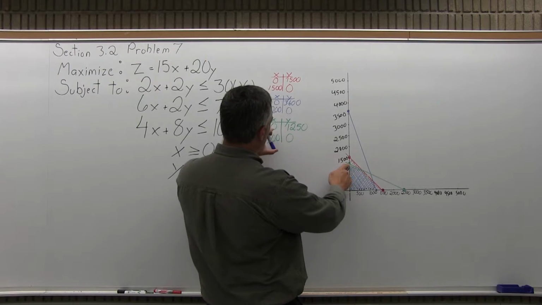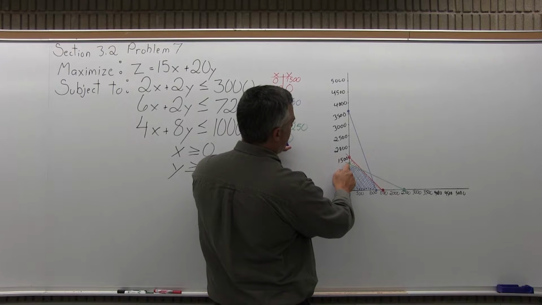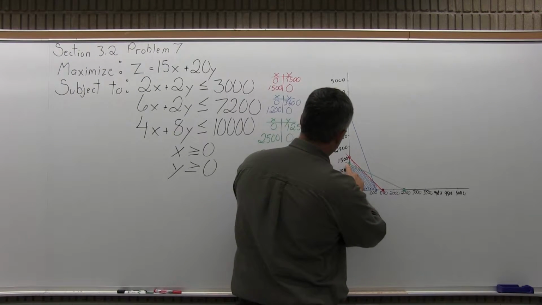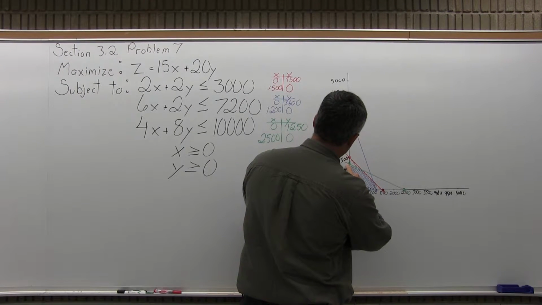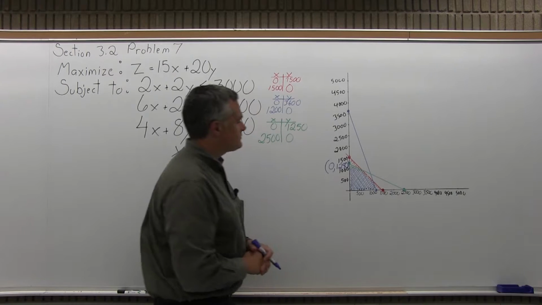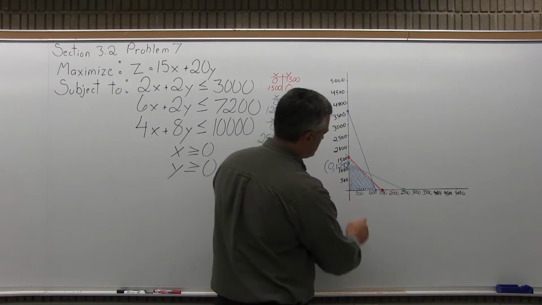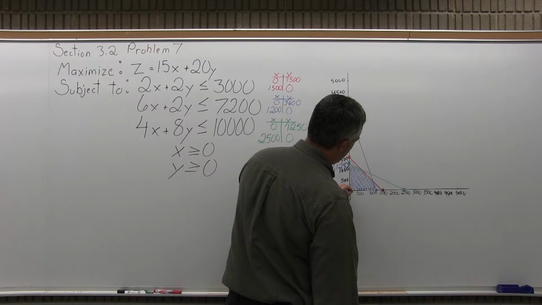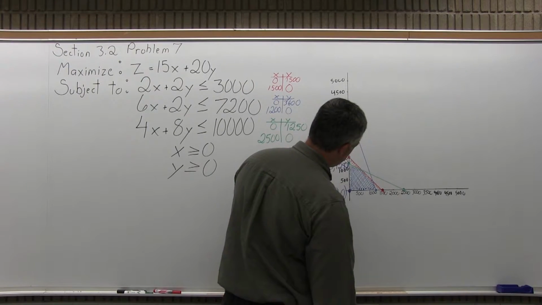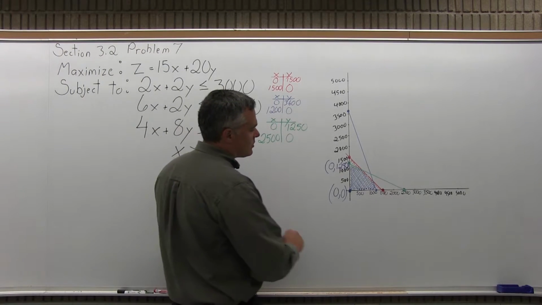This point for the green line is over 0 up 1,250. That is a corner point. So I'll label it. Coming around the bottom, the next corner point I hit is 0, 0. Again, it cannot possibly be the maximum, but it is a corner point for our feasible region, so I will label it.